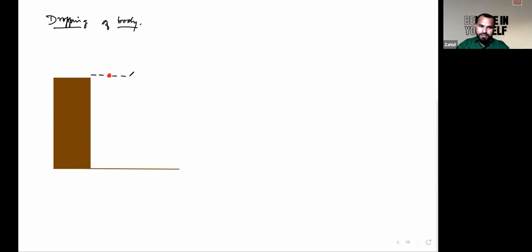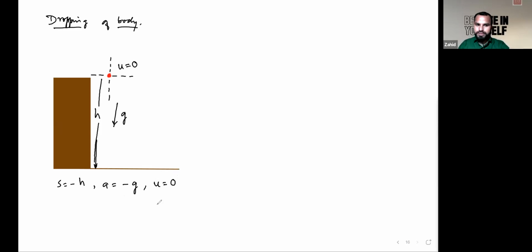So let's draw this point to be the origin. The initial velocity of this particular object would be zero. The total height of this building would be along the negative y-axis with respect to this origin, so this height would be negative. And gravity always acts in the downward direction, so it will be negative. So S would be equal to minus H, and acceleration would be equal to minus G. Initial velocity would be equal to zero. Using these terms, you will find the time taken, the final velocity on hitting the ground, and so on.